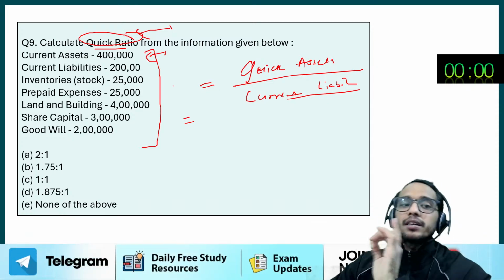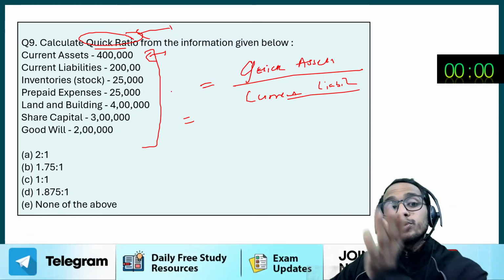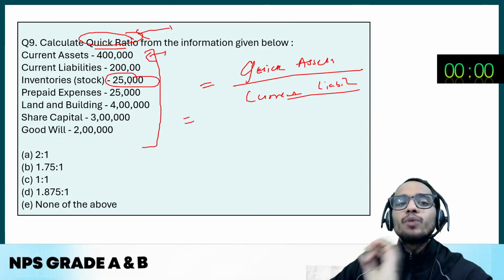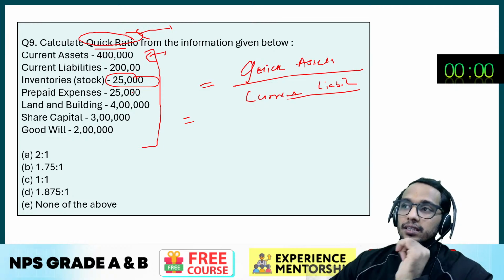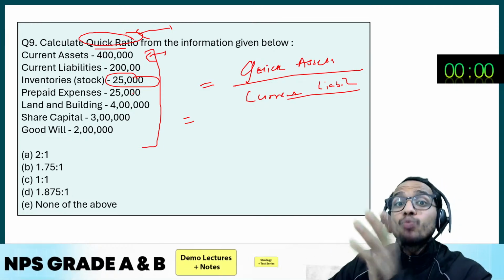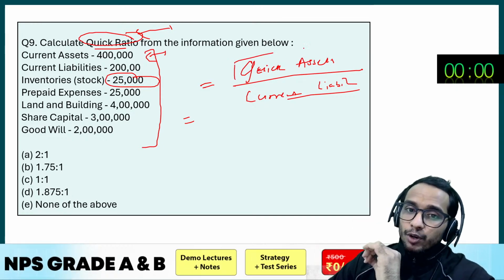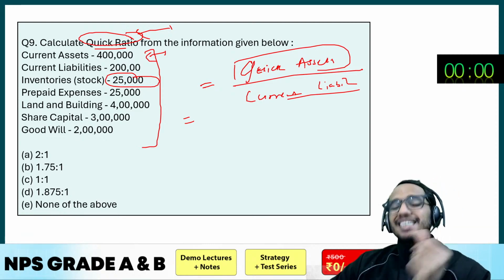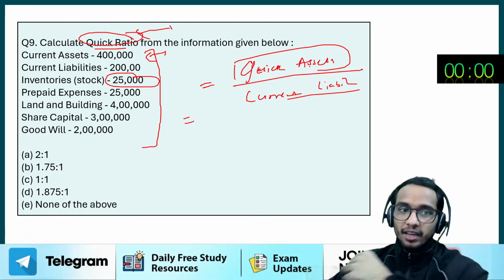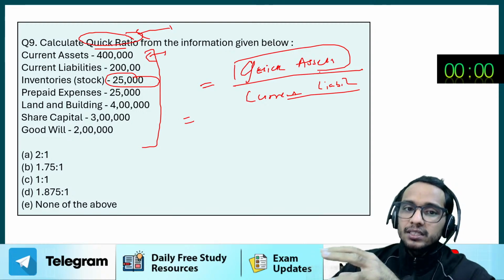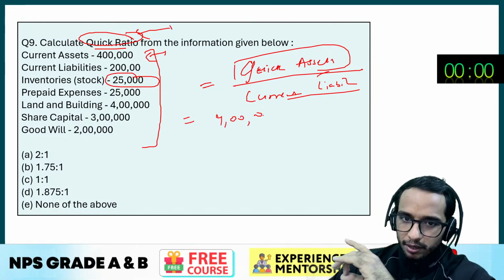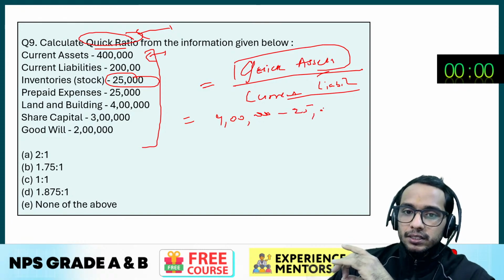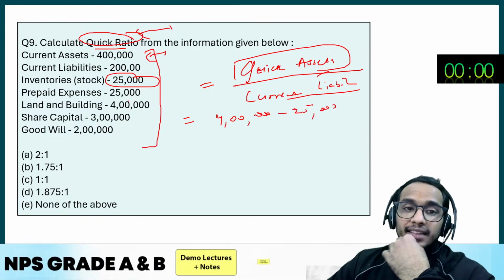But from these current assets, you have to deduct the inventories, because inventories are not your quick assets. Inventories are generally realized into cash within 1 year. But when we talk about quick assets, they can be realizable within a very short period of time. So from the current assets, you have to deduct this 25,000. Let me write it down for you. 4 lakh minus 25,000.